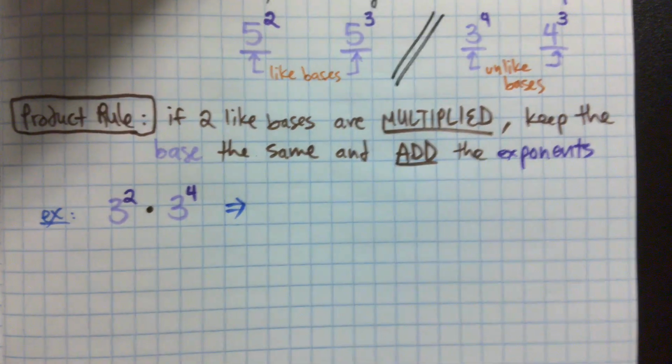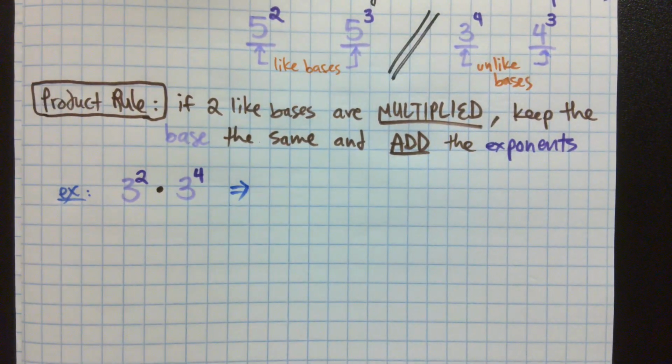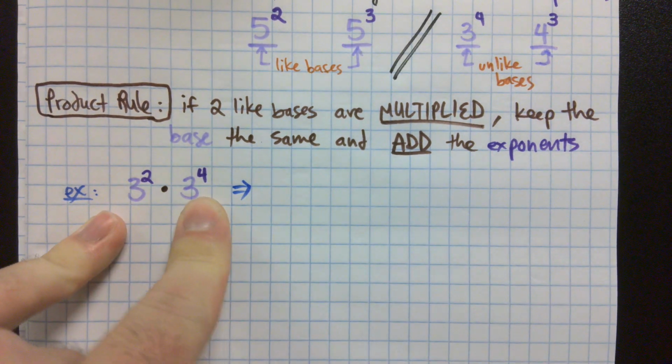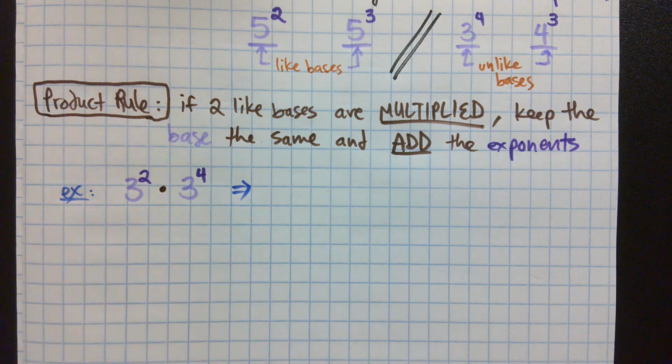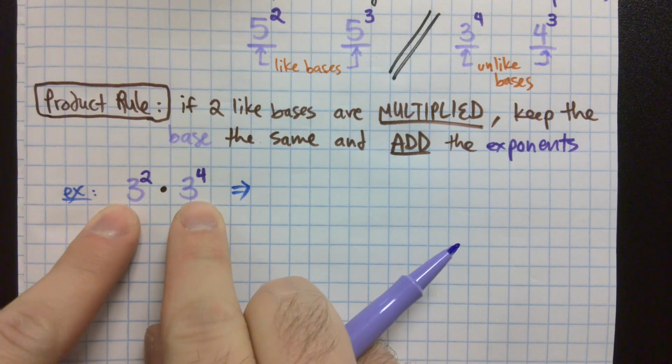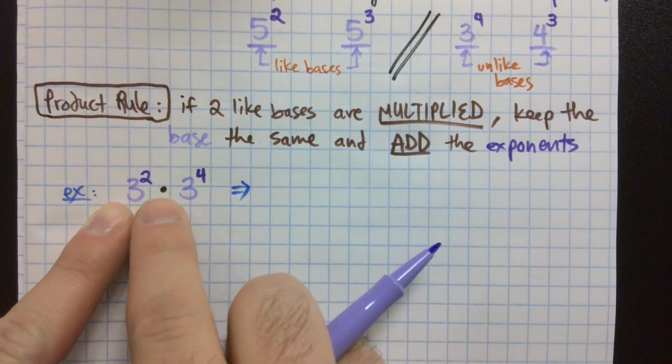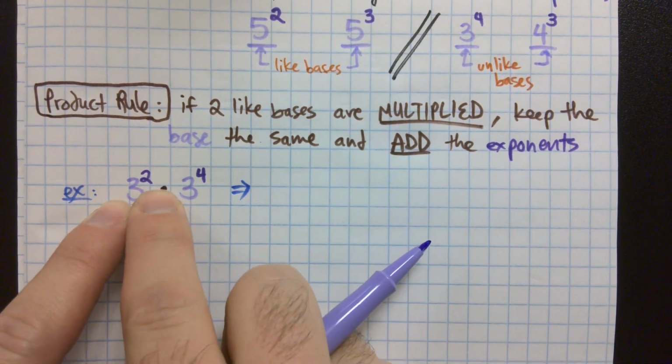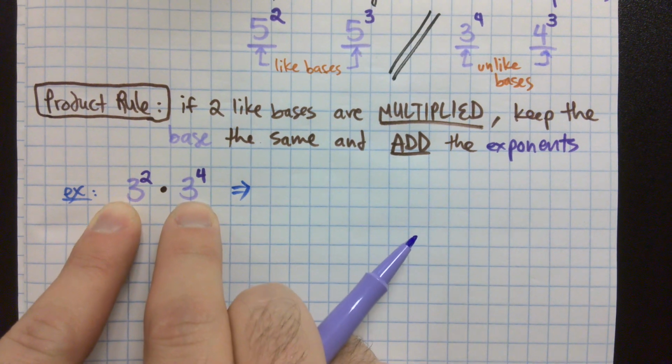What are my like bases in this example? Is it the 2, the 4, the 3? What are my like bases here? Anyone just want to shout it out? Go for it. 3, right? 3 are my like bases. Base is the big number. Base, big. Big base, right? So 3 and 3 are like bases, and we can clearly see that we are multiplying two like bases.